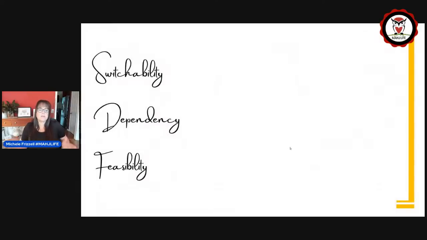The first things to think about are switchability, dependency, and feasibility. These are the 3 waypoints or the 3 variables that you need to consider when you're developing your hand.